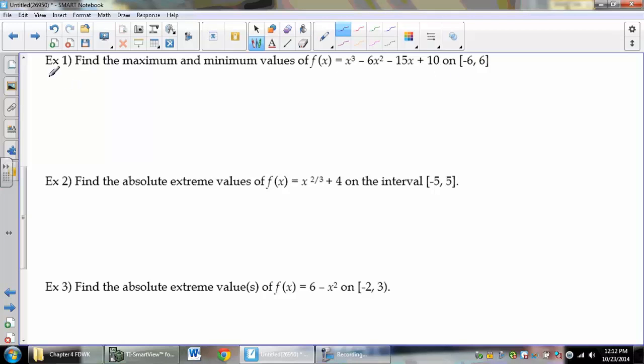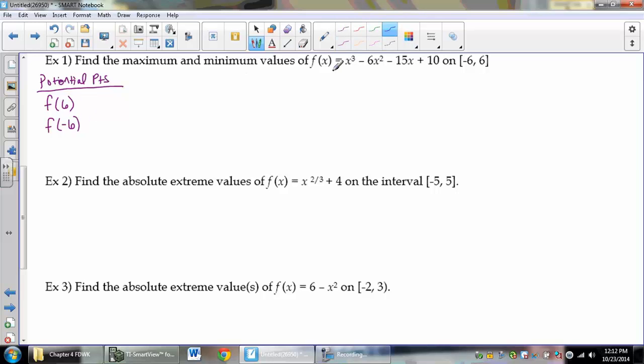First thing I'm going to do is make a little bank over here of potential points. And the points I'm going to need to test are automatically the endpoints. I'm going to need to know f of 6. I'm going to need to know f of negative 6. And then I'm going to leave room for any critical points here. So I've identified my endpoints. Now I need critical points.